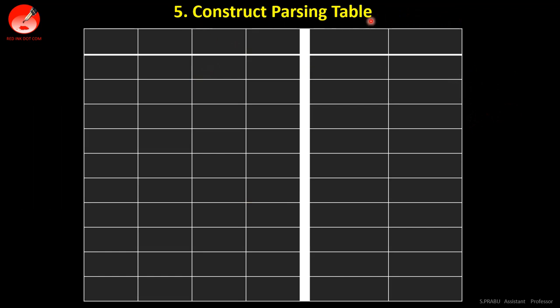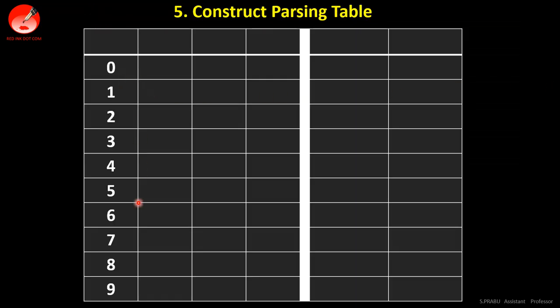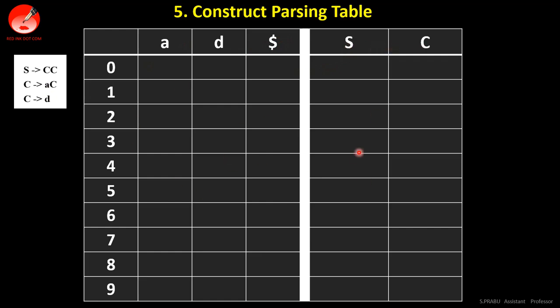The next step is constructing the parsing table. In constructing the parsing table, first we identify how many states are available. Here there are a maximum of 9 states available, so I write 0 to 9 rows and identify the terminals available. Here a and d are terminals, ending with the dollar symbol. And I write the non-terminals available in this graph map. So this is the initial stage for constructing the CLR as well as the LALR parsing table.